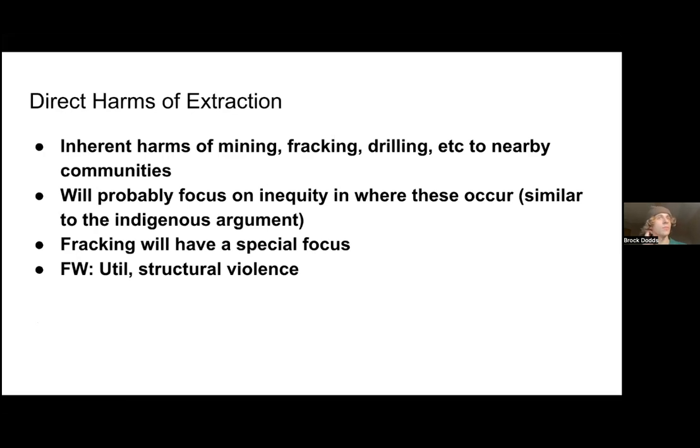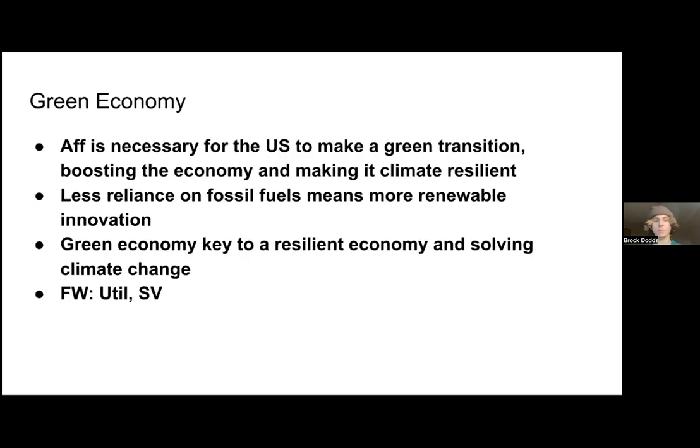So I think these are good because I think you can prove more solvency for these. You don't have to do as much of connecting the link chain of this is going to reduce emissions enough, or this is going to cause US leadership to be strong enough that there's actually going to be significant dents made in climate change and stopping us from hitting a 1.5 degrees Celsius warming benchmark. These are a lot easier to solve because if you can prove that the prohibition on fracking, or not on fracking, on extraction in general is going to work, then you're going to be getting access to a lot of your impacts when you're just talking about the health of these communities.